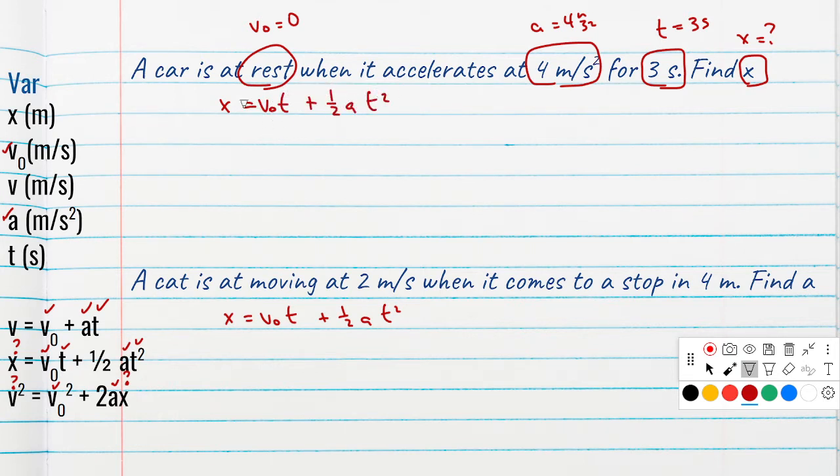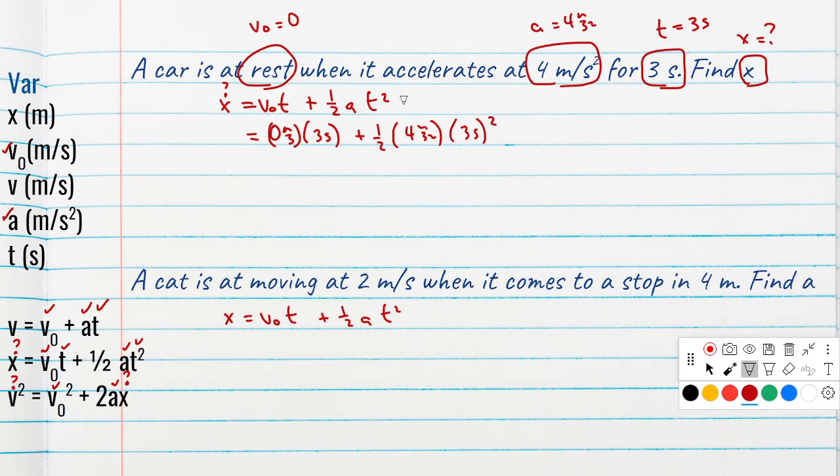All right. This is already solved for the variable that I want to know. And all I have to do is fill in the numbers. It was at rest. V naught equals 0. So I put that in. The time is 3 seconds. I've got plus 1/2. The acceleration is 4 meters per second squared. The time is 3 seconds. That has to be squared.